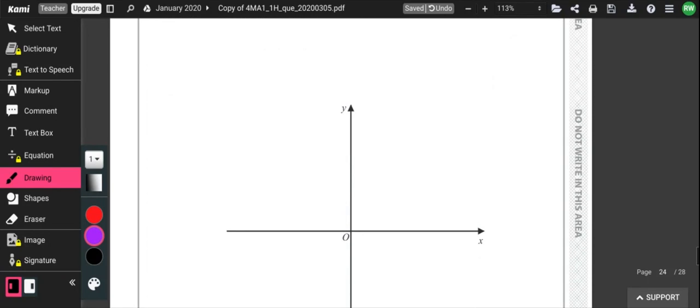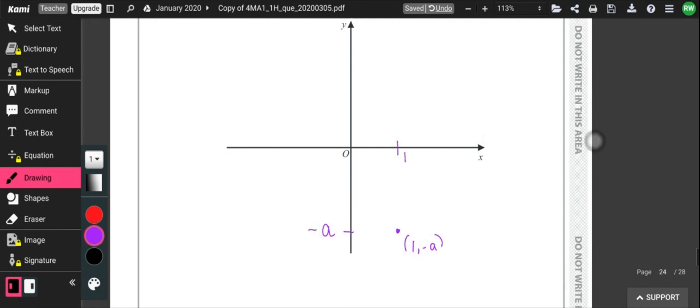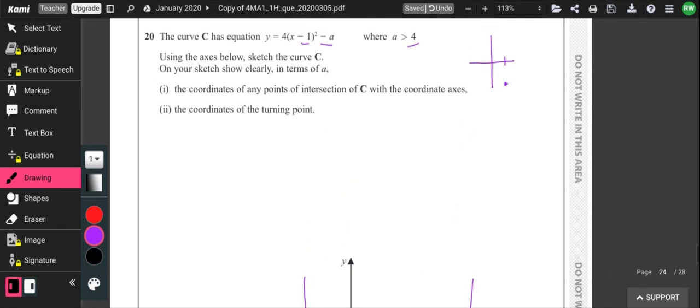So when we put this on this axis here, if we make that x coordinate 1, and this is going to be a, then that is the coordinate there, 1, negative a is going to be the coordinate of the turning point. So our curve is going to go down through the turning point and then back up again in a kind of symmetrical fashion there. We need to have, in terms of a, the coordinates of any points of intersection with the coordinate axes.